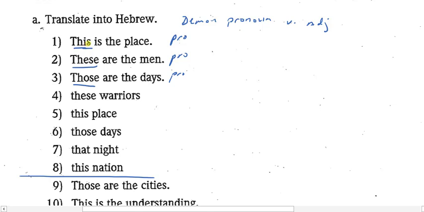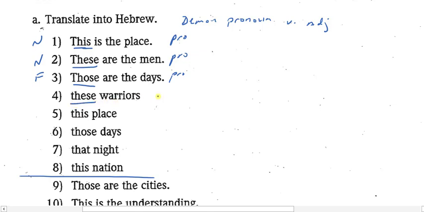Is this near or far demonstrative? Remember the difference between near and far? Near is closer to the speaker. Far is farther from the speaker. Which one do I use for near? This. Okay, so I'll put N for near. These, near. Those, far. Good.